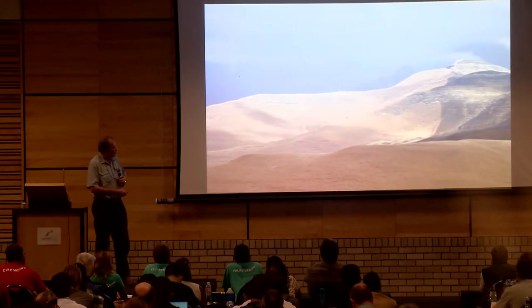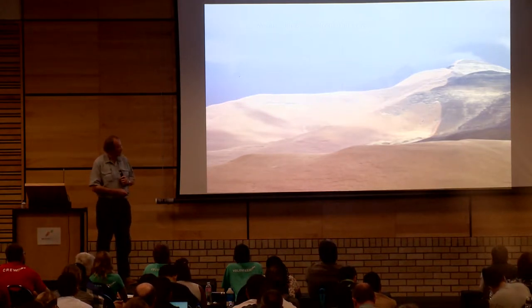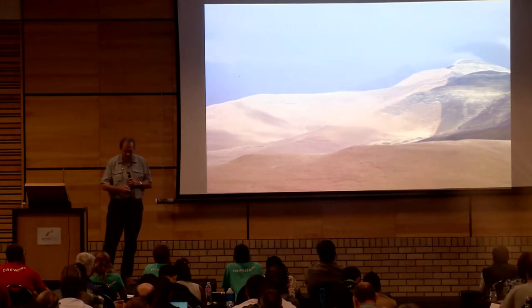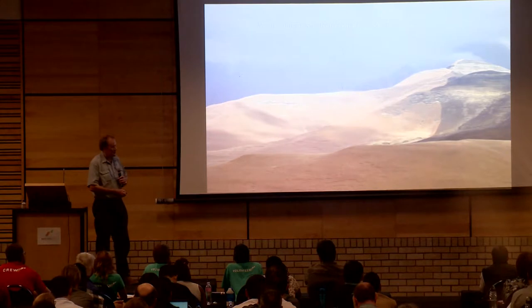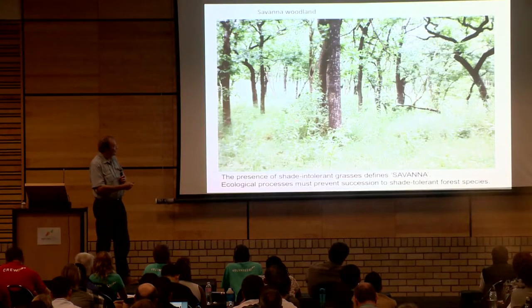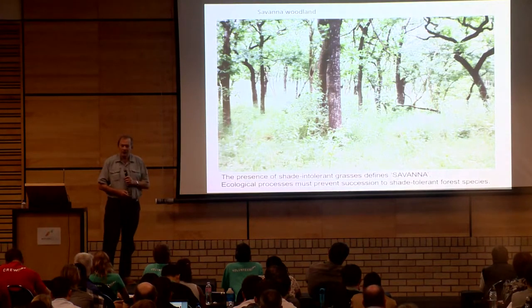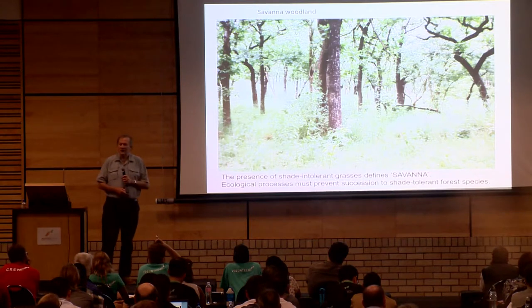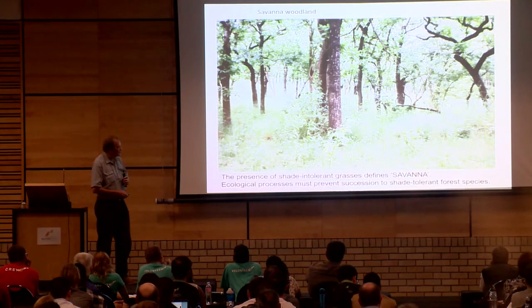This is not a dry area. This is the wettest part of South Africa, and it's basically treeless, but it's still a C4 grassy system. So for this talk, I'm going to call this savanna, but we also call them grasslands. And at the other end, you get something like this, which some people call forest. It's not a forest because the understory consists of a continuous layer of C4 grasses.